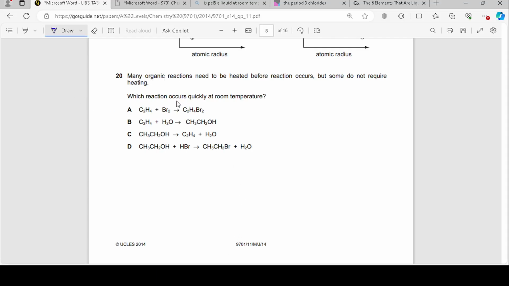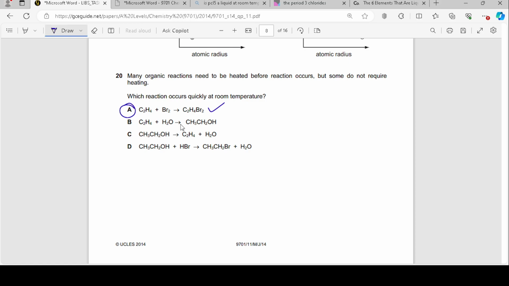Okay. So many organic reactions need to be heated before reaction occurs, but some do not require heating. Which reaction occurs quickly at room temperature? Okay, so I can immediately tell that it's the first reaction. C2H4 plus Br2 gives C2H4Br2 because that's the classic test for whether a compound contains an alkene group, right? Because this is a reaction that occurs at room temperature, right? This is known as the bromine water test. So yeah, it's definitely going to be A.